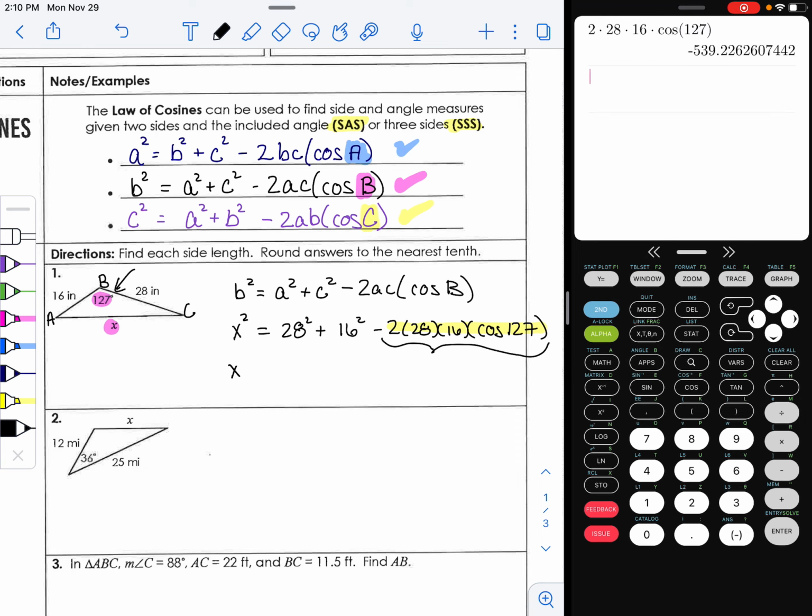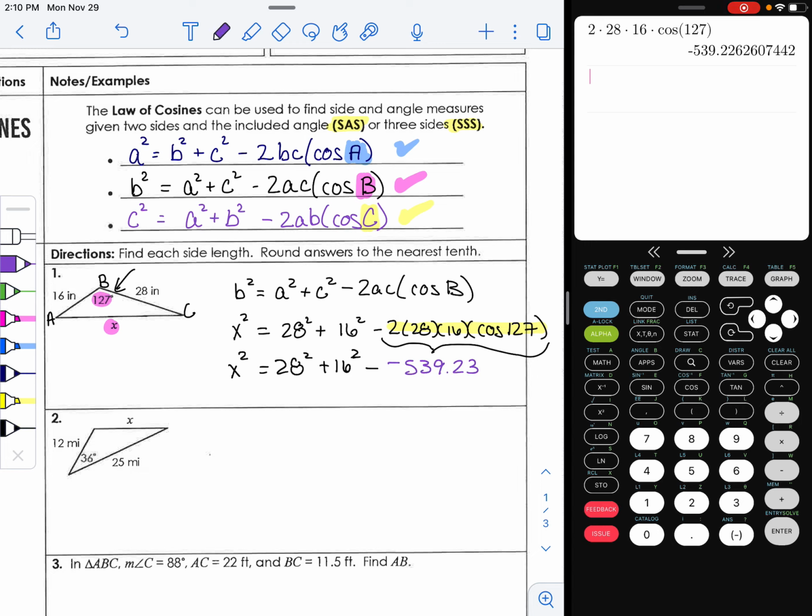We have 28 squared plus 16 squared minus... look at my calculator, I did not put in negative 2, I just did the 2. It was highlighted. So I actually have a minus negative 539.23. That comes from my calculation work, and the double negative turns it positive.